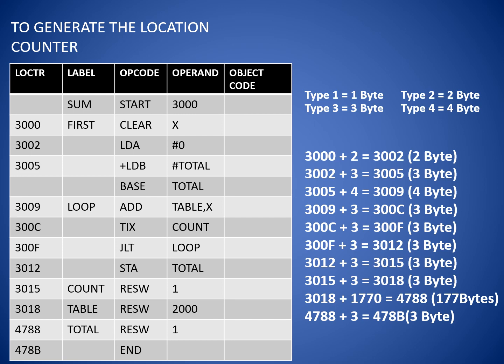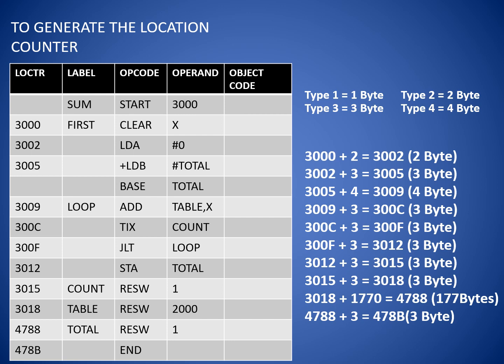The first statement belongs to the type 2 format, so we increment 3000 by 2 bytes, and it becomes 3002. The next belongs to type 3 format, so we increment the location counter by 3 bytes, and it becomes 3005. Next we have plus LDB. Since there's a plus, it belongs to type 4 format, so we increment the location counter by 4 bytes, and it becomes 3009. BASE and TOTAL are assembler directives, so the next location counter stays at 3009.